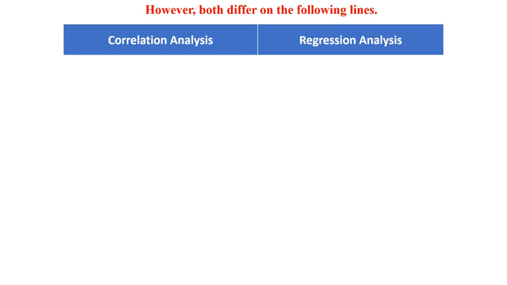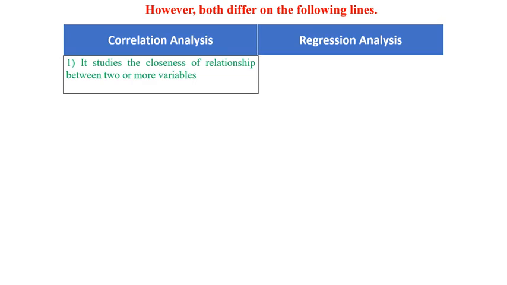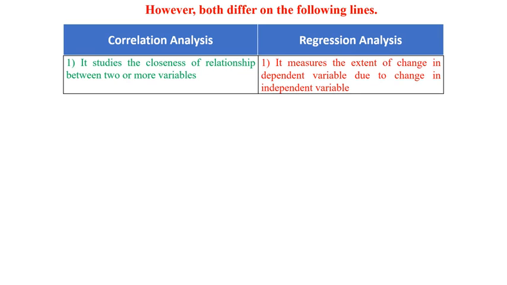In spite of this, both differ on the following lines. So let us observe the differences between correlation and regression. First difference: correlation analysis studies the closeness of relationship between two or more variables. Closeness, direction, etc. will be studied under correlation analysis. But regression analysis measures the extent of change in dependent variable when change in independent variable is given.